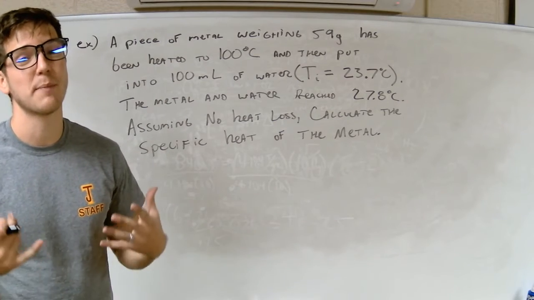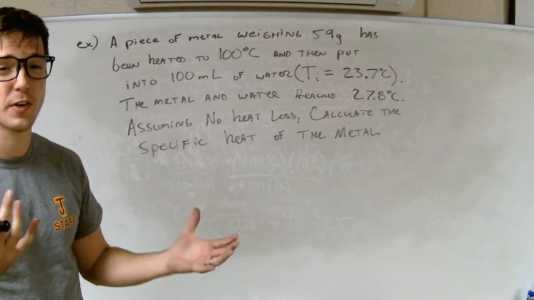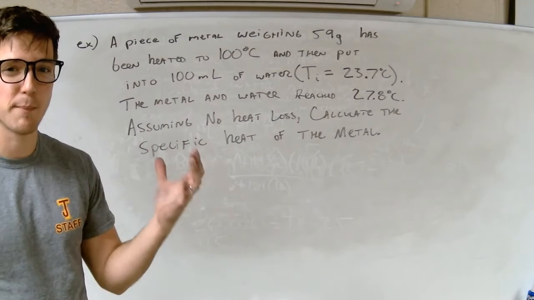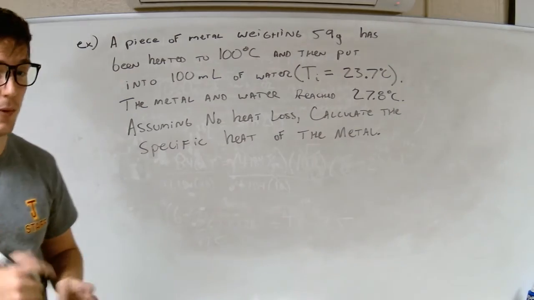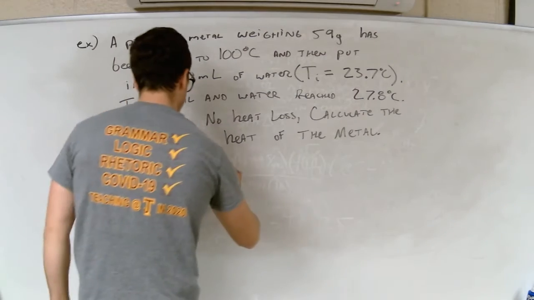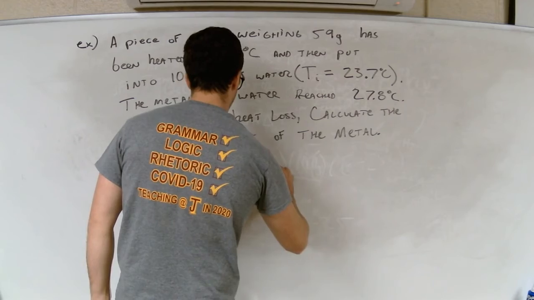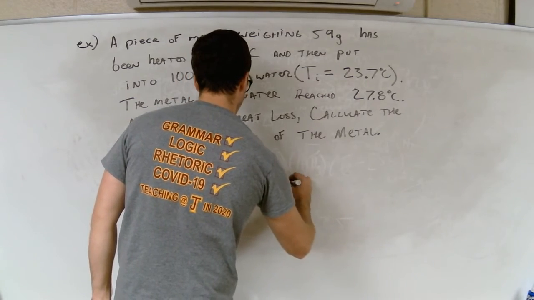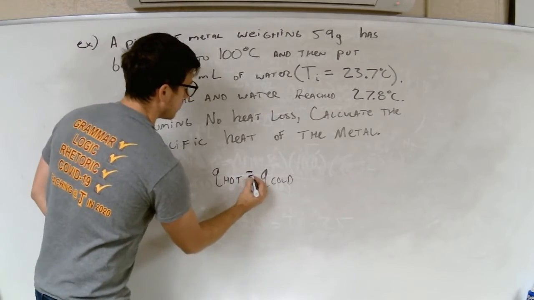Okay, so what's happening here is that we have two different substances transferring heat. Okay, we're having a hot metal transferring heat to a colder liquid. So what we do here is we do two Q = SMΔT equations. And we're going to go ahead and set Q hot equal to Q cold.